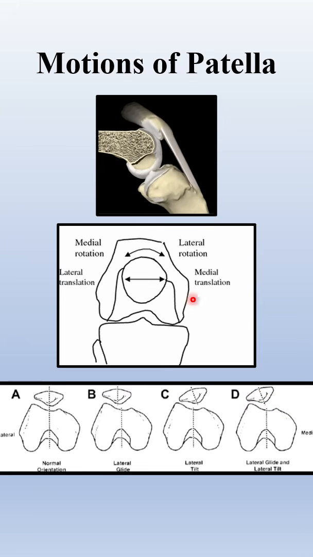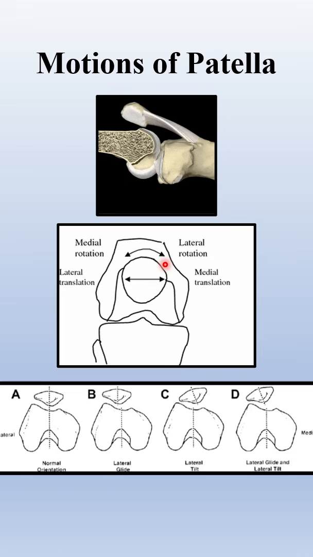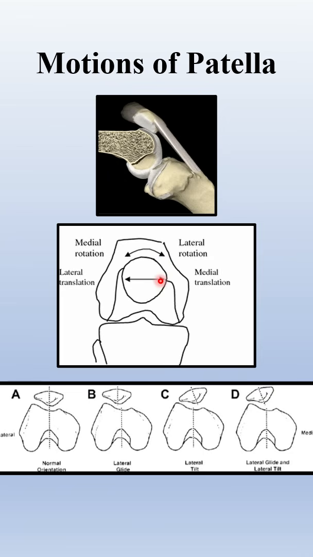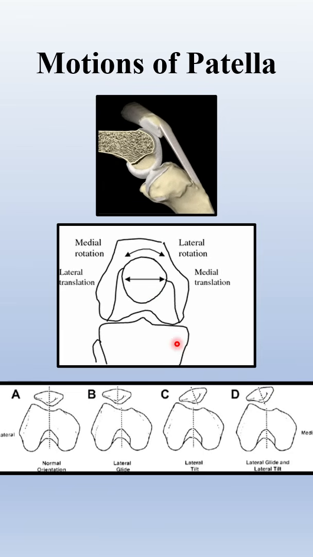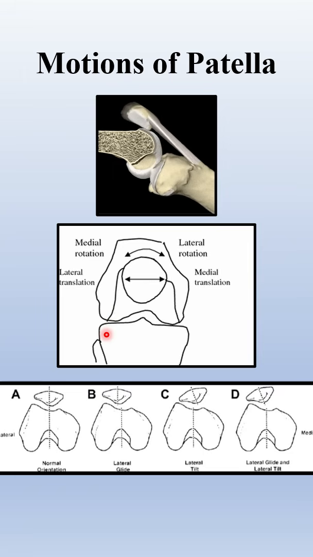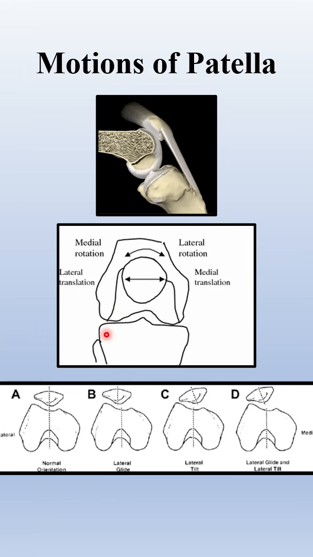There's another component, which is rotation. If you see, the patella has its apex downwards. If this apex is pointed more towards the medial side, then it is a medially rotated patella. If the apex is pointed more to the lateral side, then it is a laterally rotated patella.